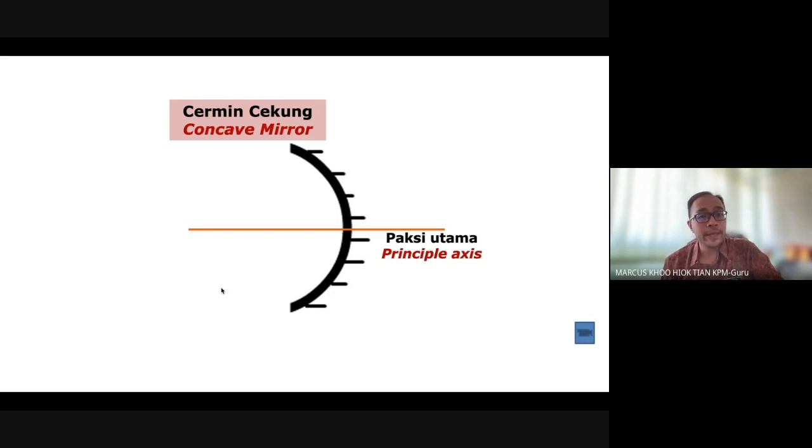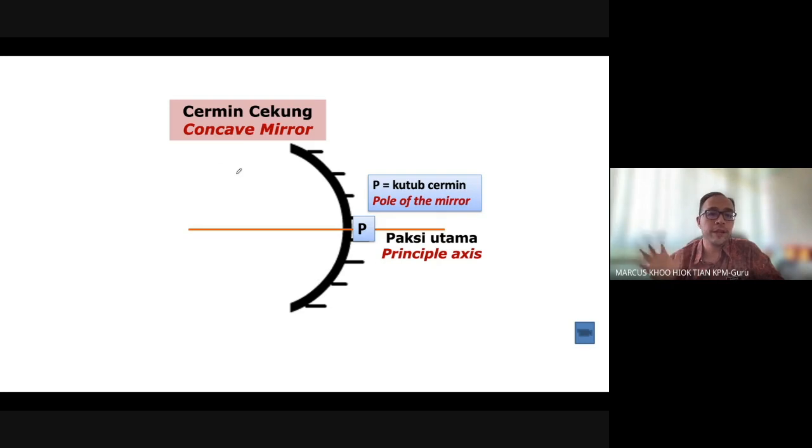And then this is an added thing for the mirror. The first one is this point over here, which is what we call the pole of the mirror. So this is an added thing. Lenses don't have a pole. It's just mirrors that have a pole.